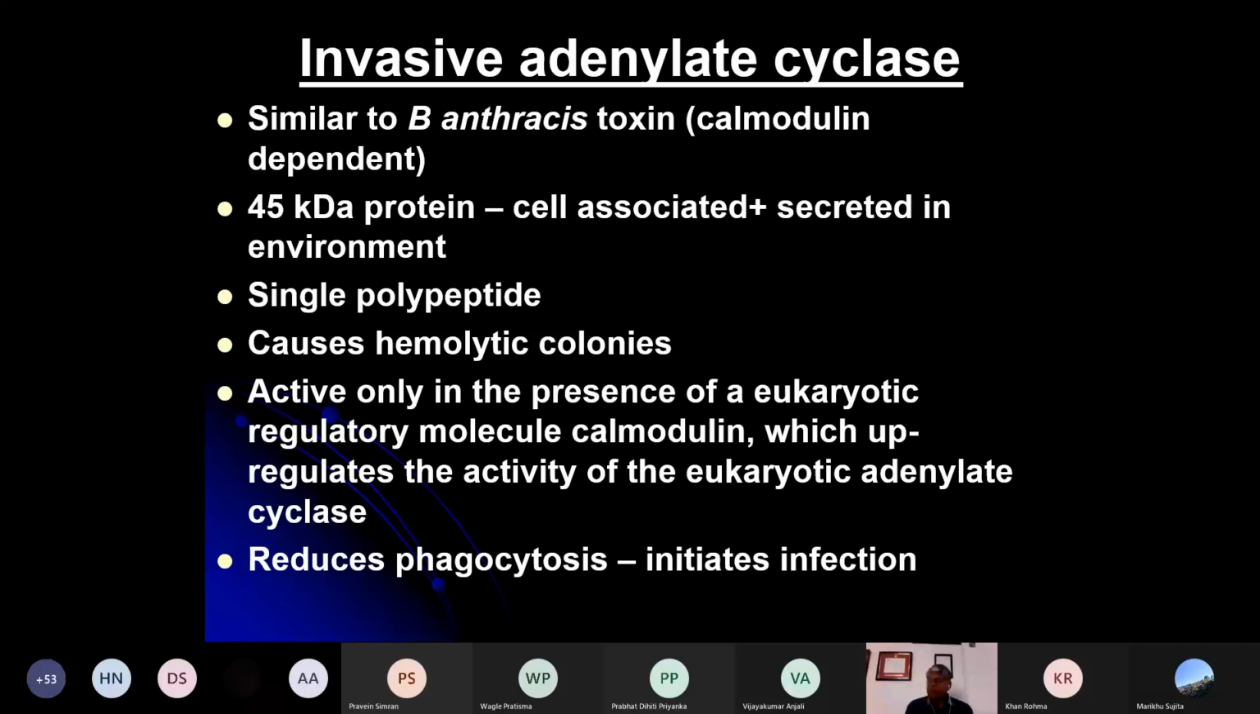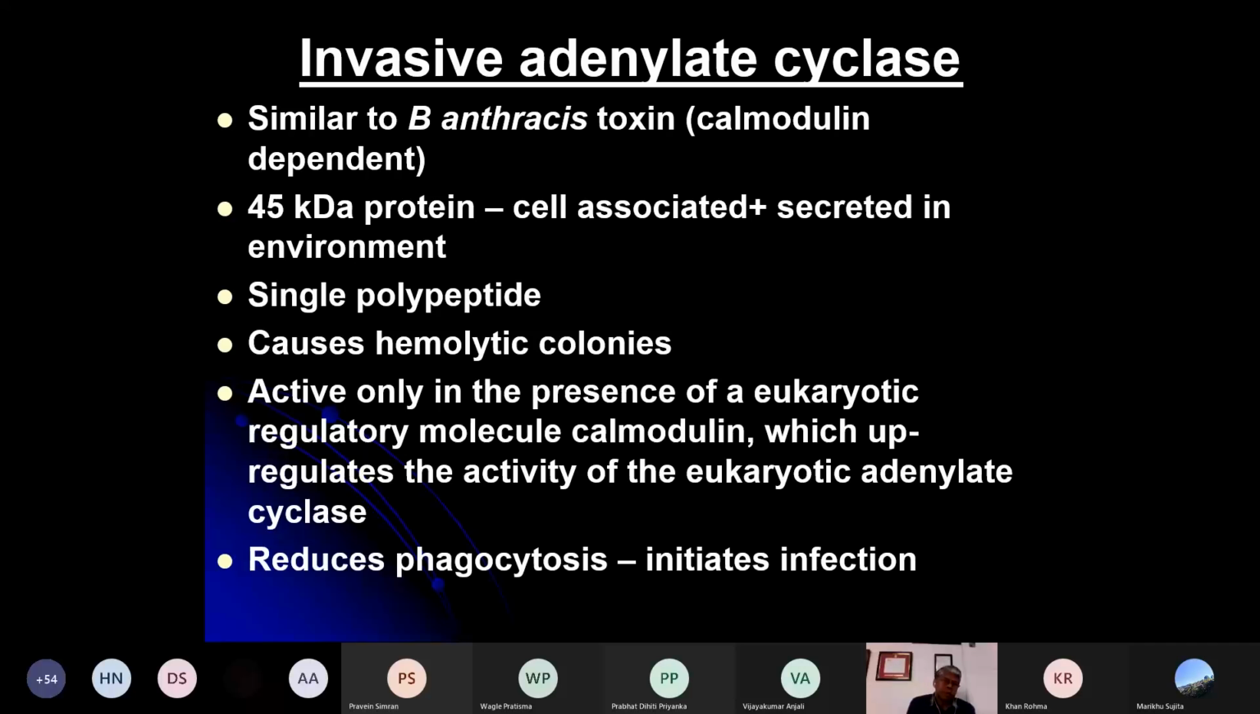If you remember your first semester classes, when we talked about Bacillus anthracis, that time we had mentioned that Bacillus anthracis also produces toxins which by themselves are ineffective, but they are calmodulin dependent, and because of their interaction with calmodulin, they become active. Similar is the case with adenylate cyclase toxin.